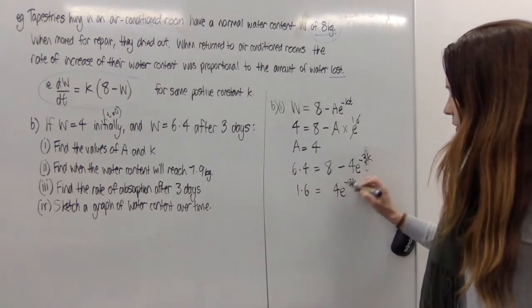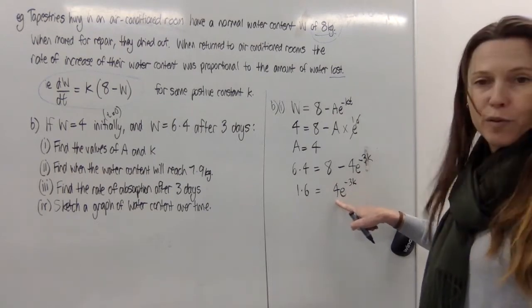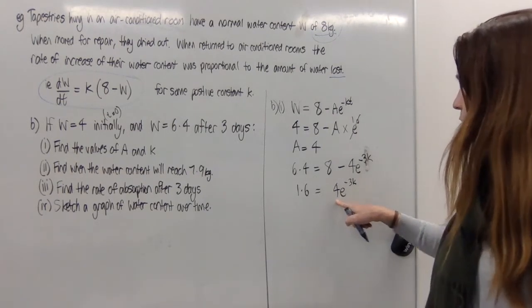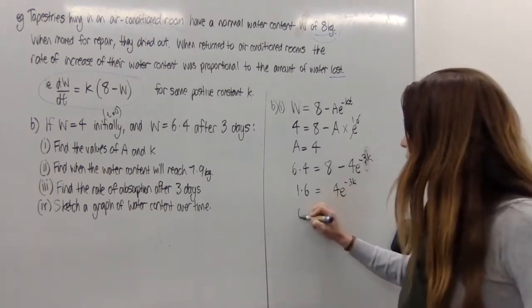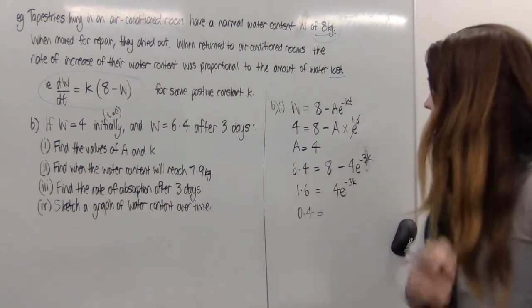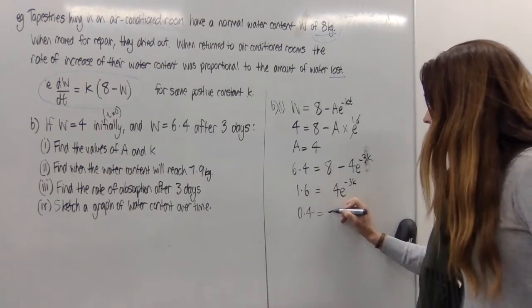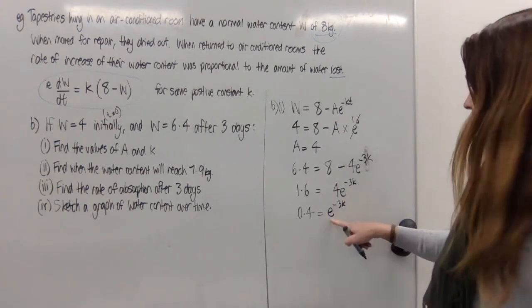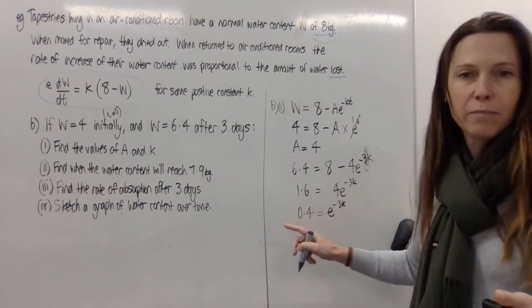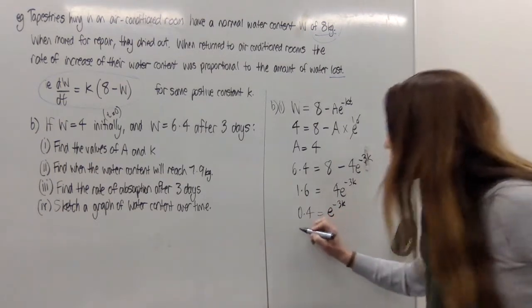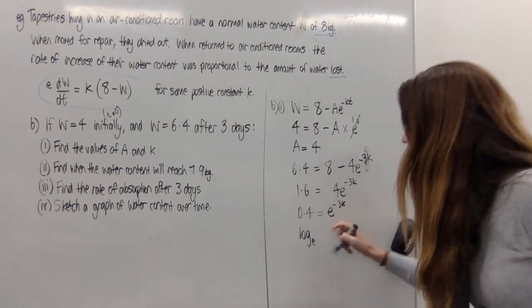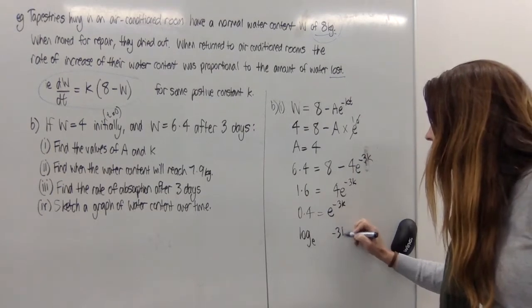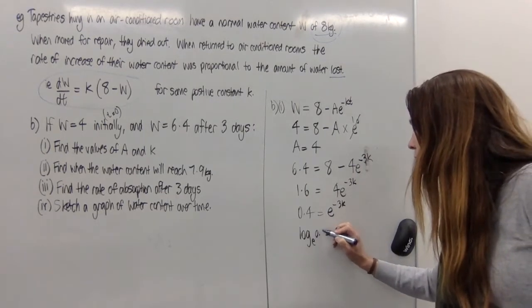Now I want to get this part of the exponential by itself, so I need to get rid of the 4. So I need to divide both sides by 4. So 1.6 divided by 4, you can use your calculator, or in your head you can say it's 0.4 is equal to e to the minus 3k. Now we've got it into 3 parts. Something to the power of something equals something. So now it's time to retell that story as a log. So we have e to the power of minus 3k is equal to 0.4.